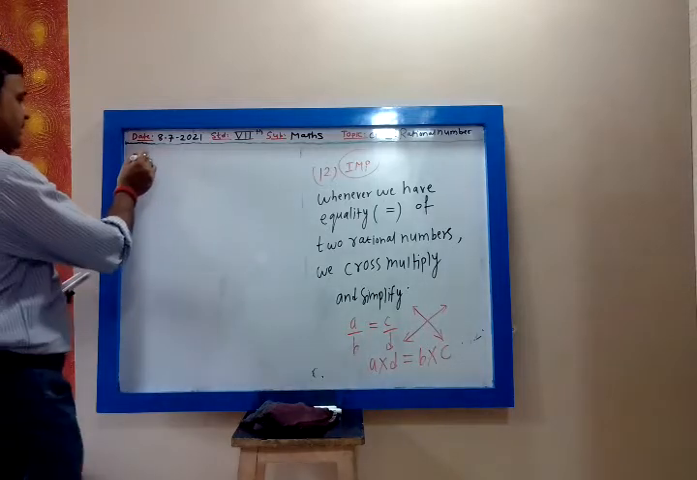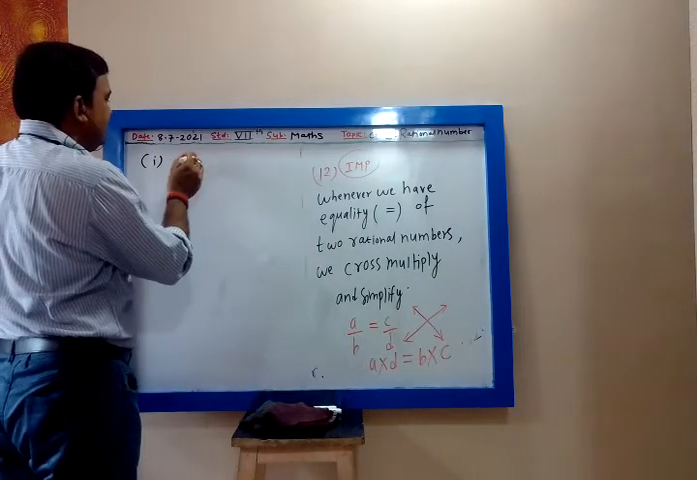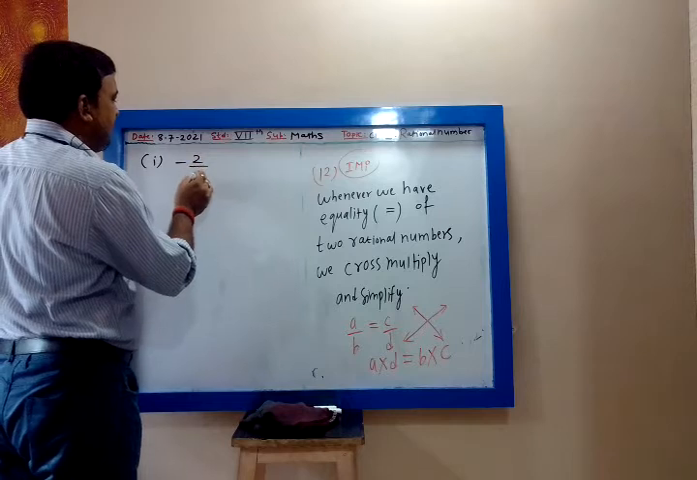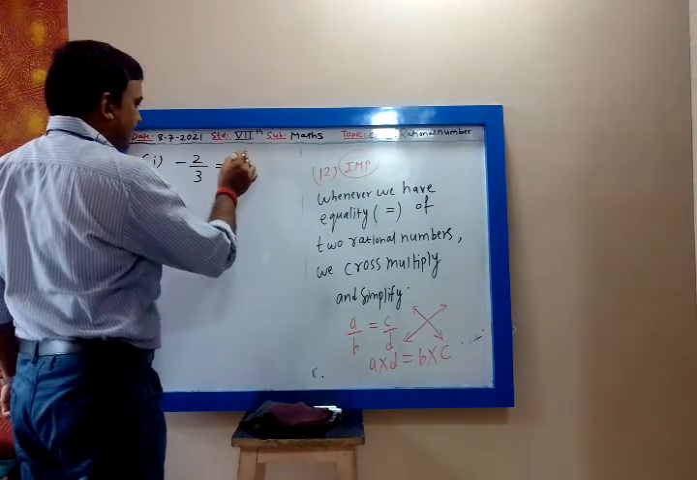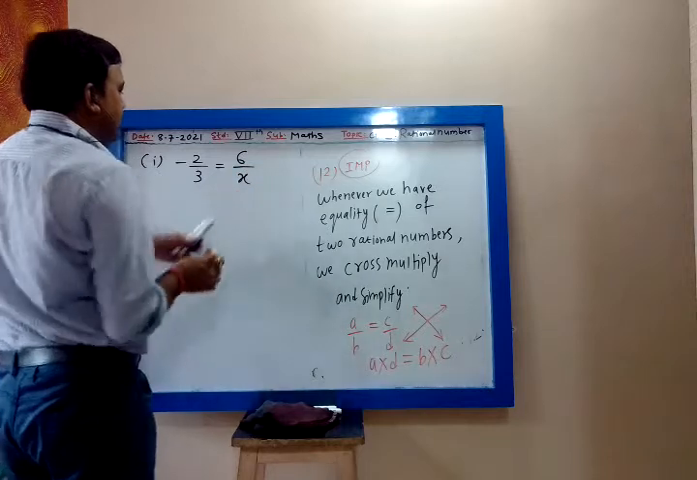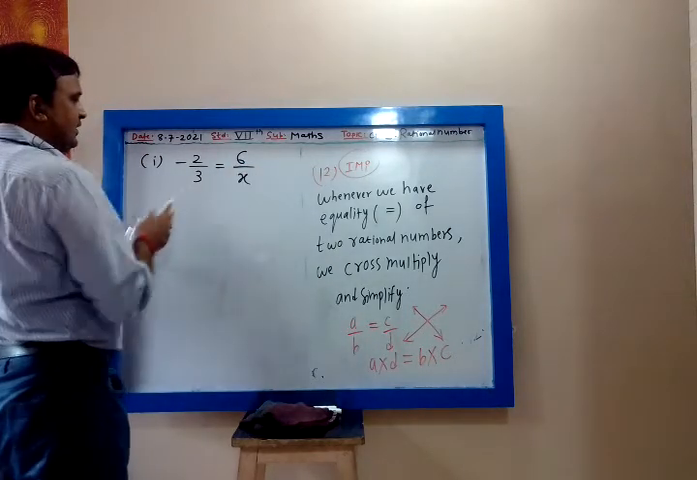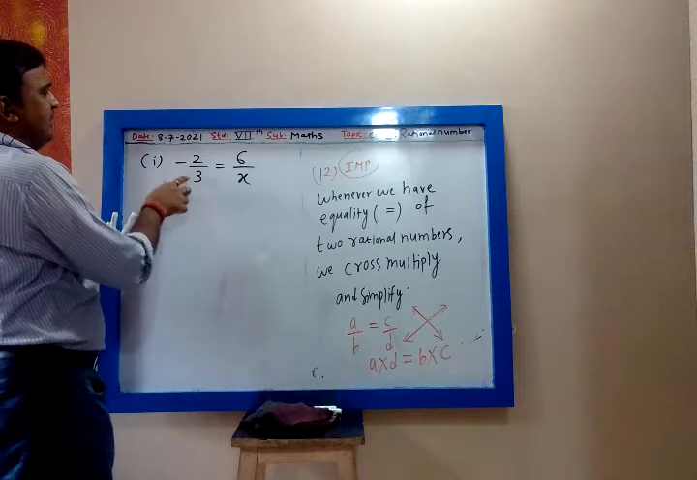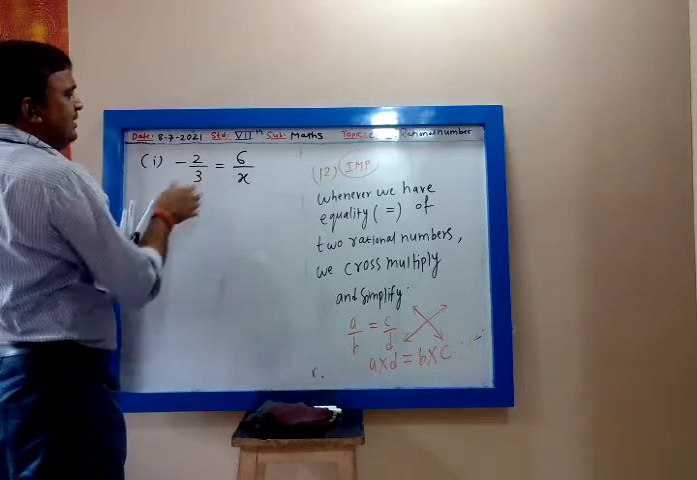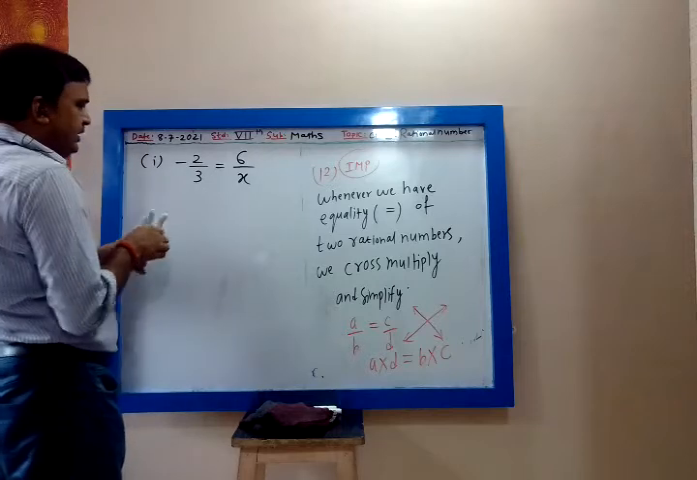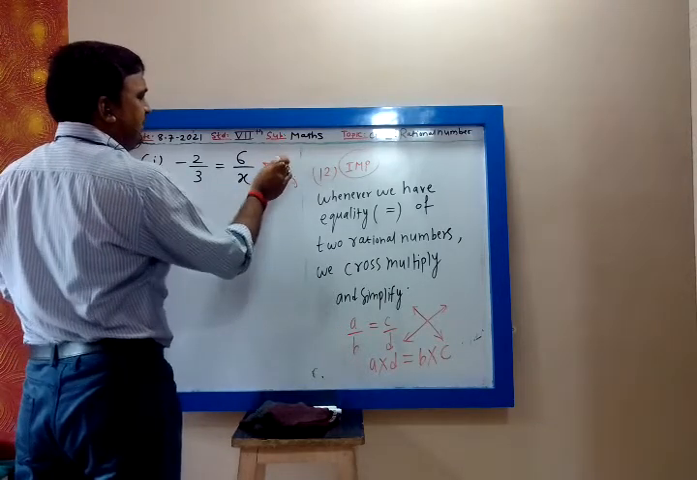Now first it is minus 2 upon 3 is equal to 6 upon x. We have to find this x. Minus 2 upon 3 is a rational number, 6 upon x is a rational number. There is an equality. So whenever there is equality, you have to cross multiply.